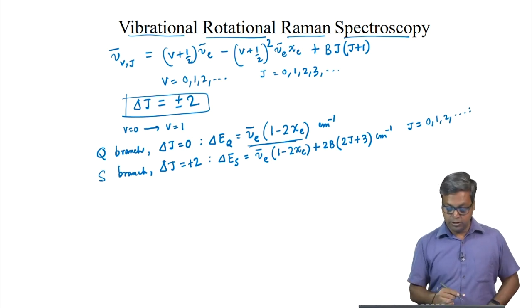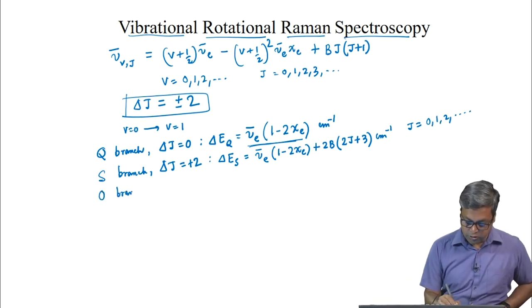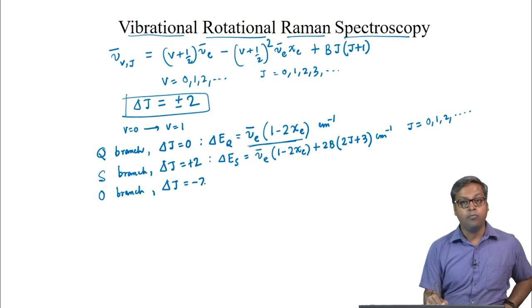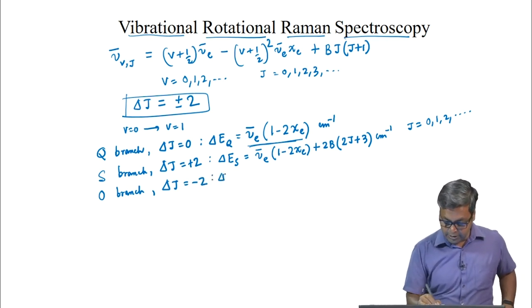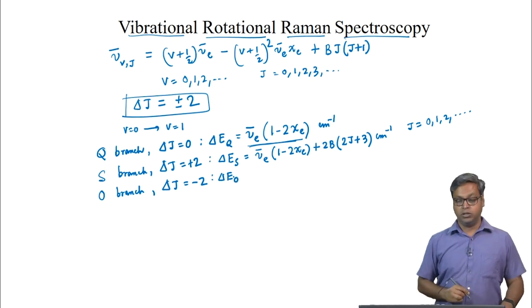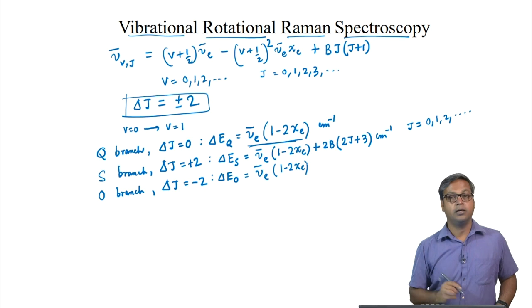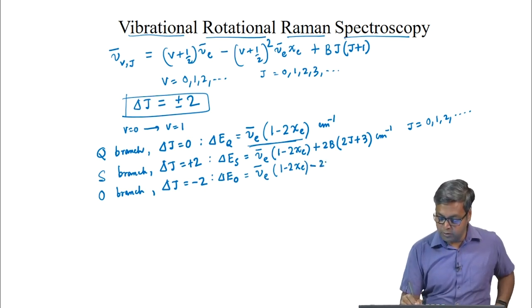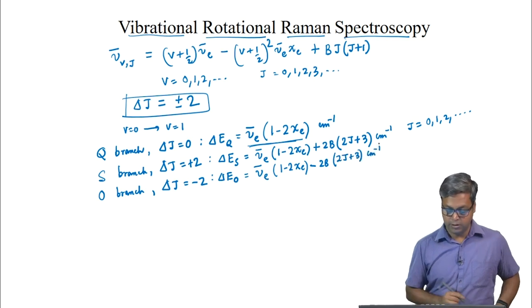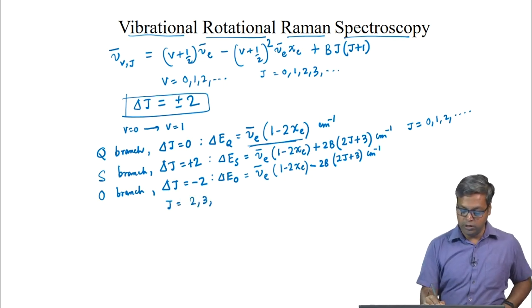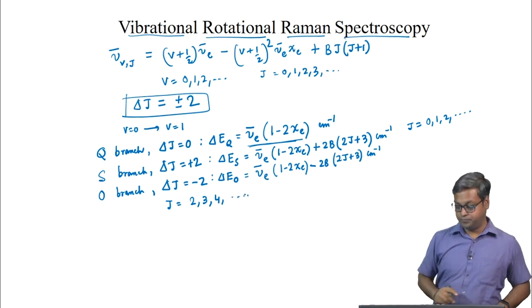And we can have another branch, that is the O branch. So for the O branch, we have delta J equals minus 2. So we can write delta E for the O branch. We will write the first term as that of the Q branch, nu bar E (1 minus 2 chi E), and then we have minus 2 B (2 J plus 3) wave numbers, and for this case J equals 2, 3, 4 dot dot dot.